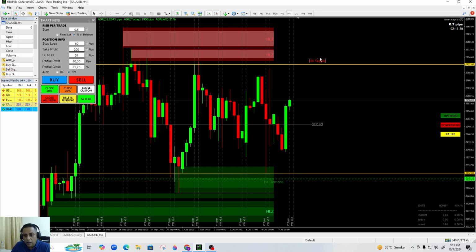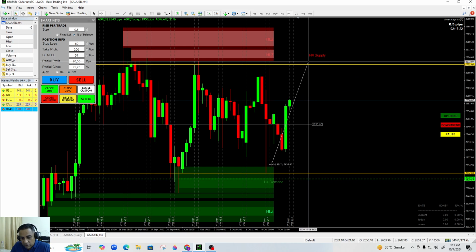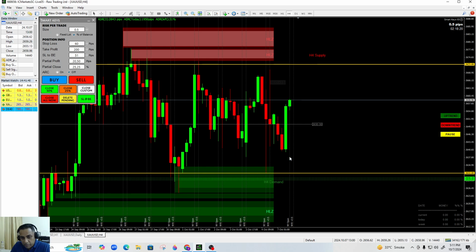Okay. From where current price is standing, this entire area is about a 400 pip zone. There are no zones there yet, but we're now going to start looking for zones. Okay, let's start with demand.